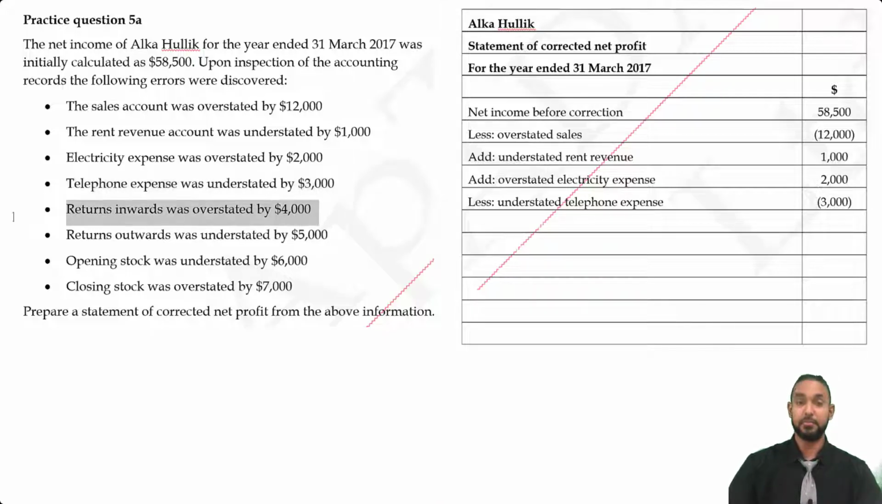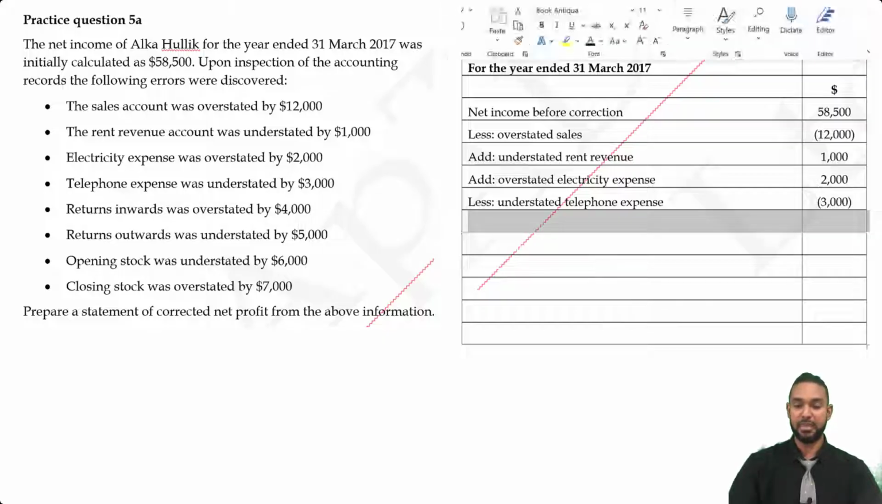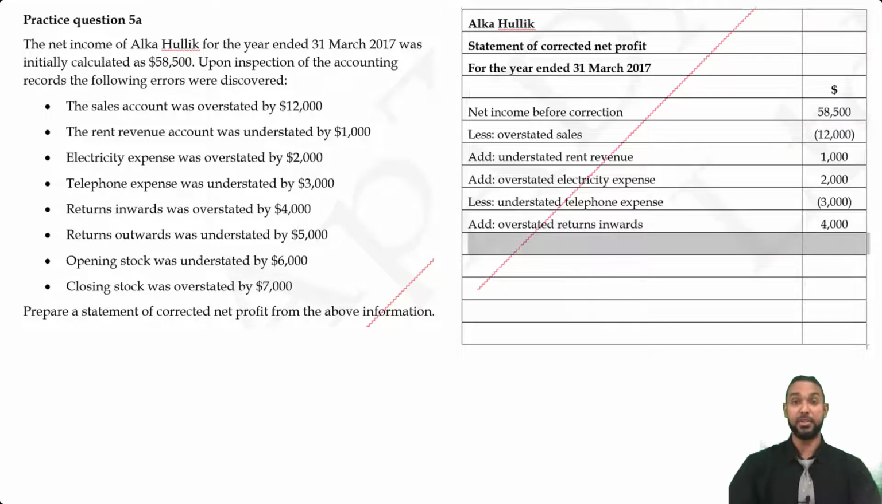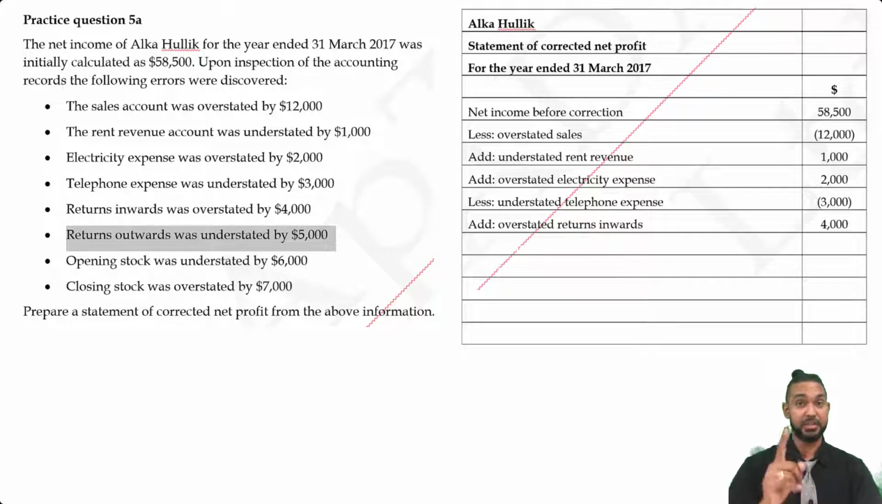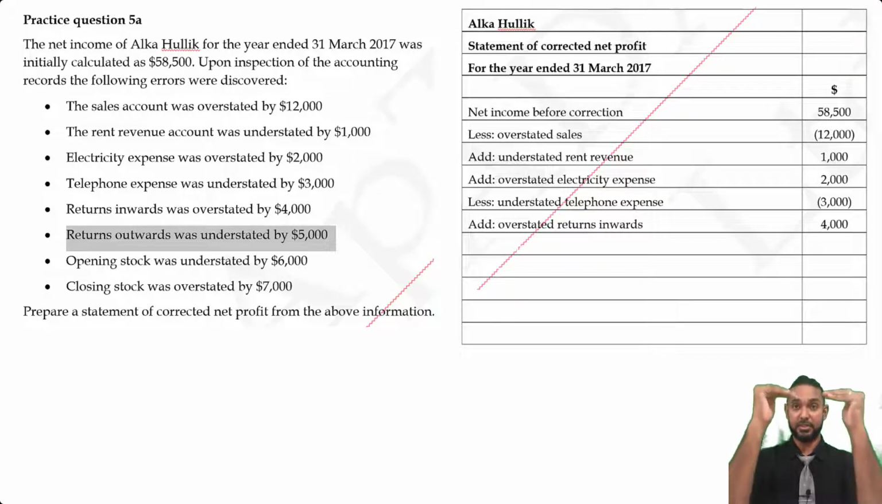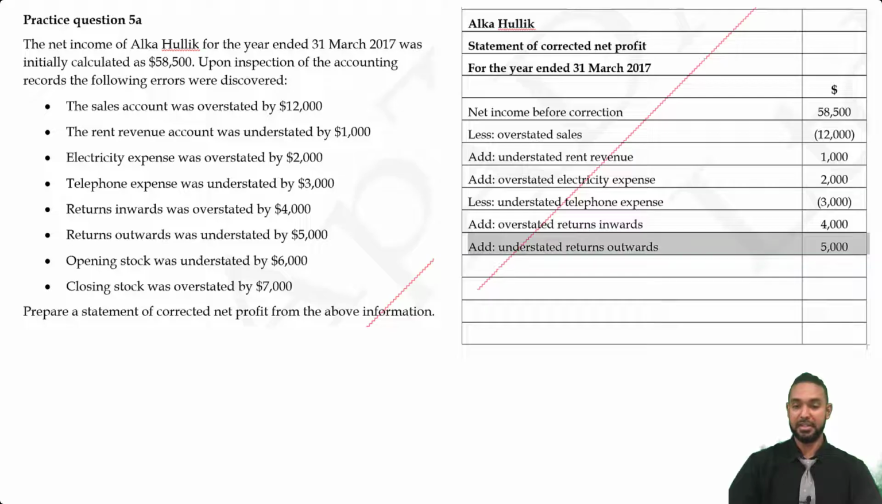Now, returns inwards behaves like an expense. Overstated means it's too high. To fix it, we have to decrease it. And when you decrease an expense, profit goes up. That means we're going to have to add the overstated returns inwards figure to correct net income. Returns outwards, on the other hand, was understated. Returns outwards behaves like a revenue. Understated means it is too low. To fix it, we have to increase it. And when you increase a revenue, profit goes up as well. So to correct net income, we're going to have to add the understated returns outwards figure.